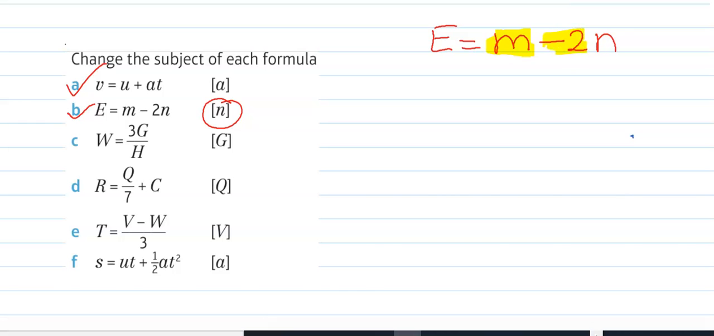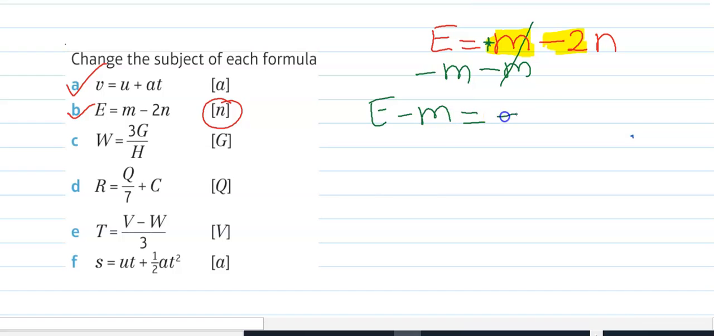Okay, so we'll do one by one. With M, which sign is here? Plus. So what do we need to do? Minus M both sides. Okay, so equal sign. So this M is cancelled. What is left on the left hand side? E minus M, and what is here? Minus 2N. Okay. We need to make N the subject. You can see N as a subject.